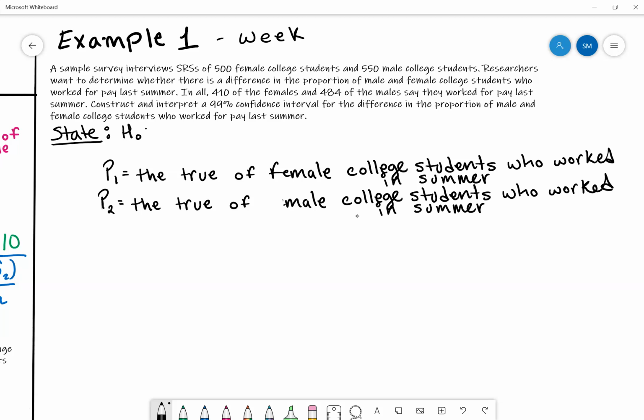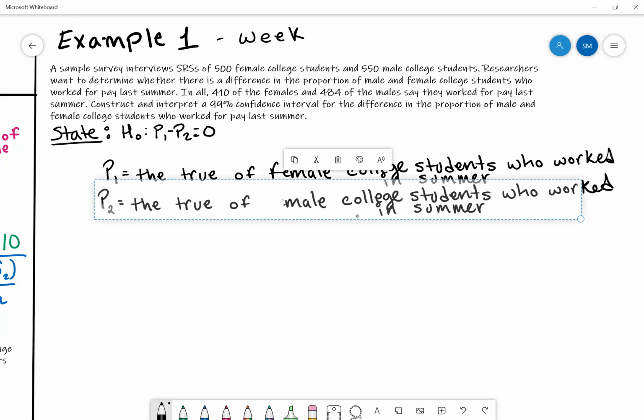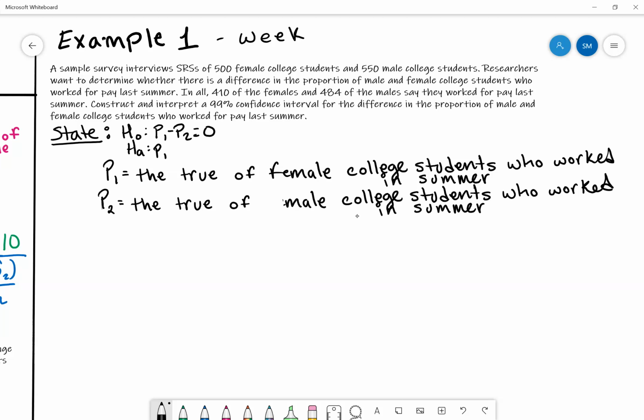saying that the null hypothesis is that there is no difference. That, remember, this is always going to be the same thing no matter what. The true proportion of women working minus the true proportion of men working is 0. That is always going to be your null hypothesis. The alternative is where it's going to be different, because this is whenever you actually have to read the problem. So if you look up here, it says whether there is a difference. So that means this is going to be not equal to 0. We don't know if it's greater than, we don't know if it's less than, we just know that it's not 0.